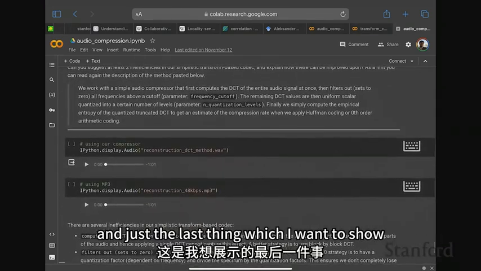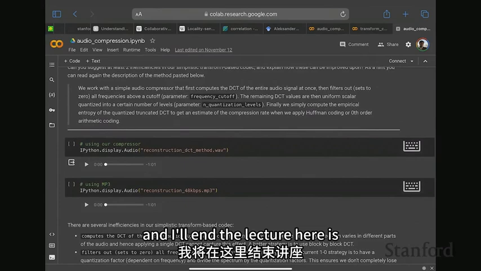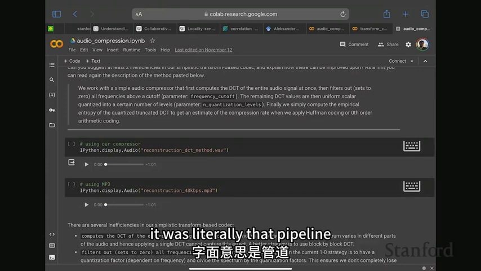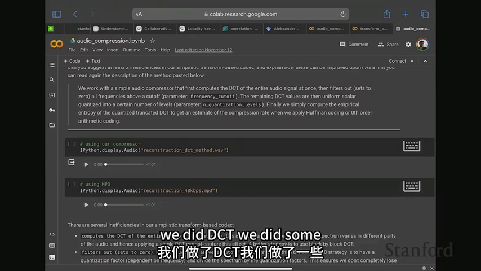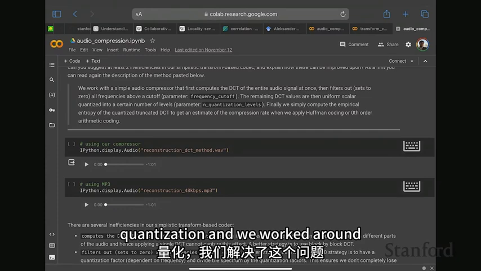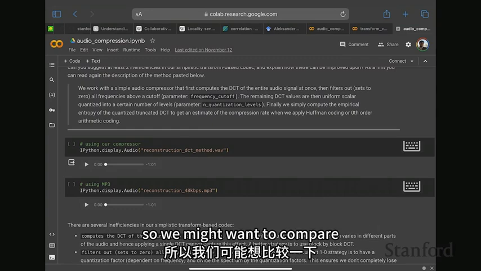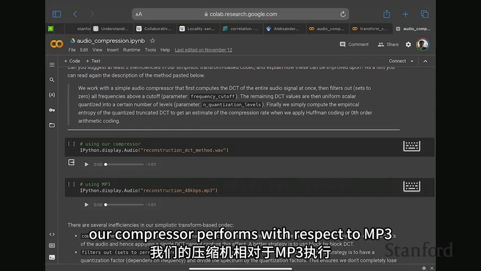And just the last thing which I want to show, and I'll end the lecture here: this was a bare bones lossy compressor. It was literally that pipeline. We did DCT, we did some quantization and we worked around. But there is a very popular compressor, MP3. So we might want to compare how our compressor performs with respect to MP3.